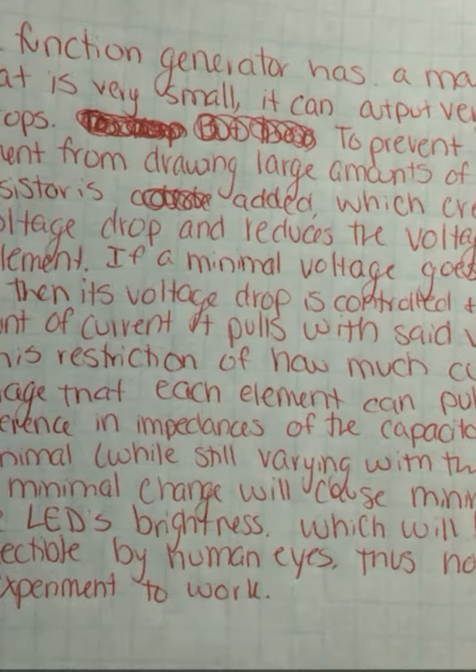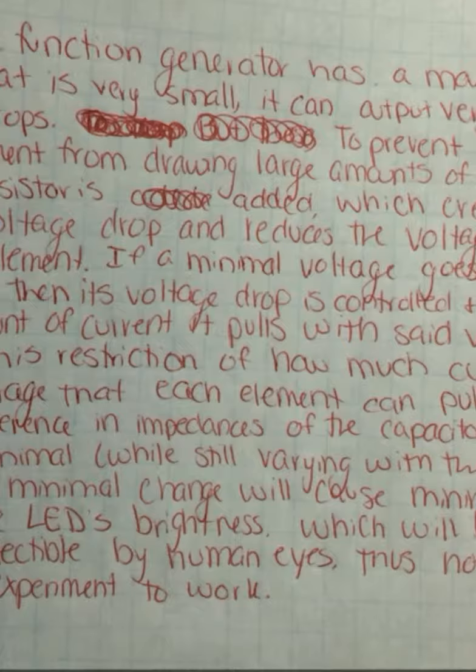For assignment 13, number 1, part B, since the function generator has a max current output that is very small, it can output very large voltage drops. To prevent a circuit element from drawing large amounts of current, a 1 kilo ohm resistor is added, which creates a large voltage drop and reduces the voltage going to the element. If a minimal voltage goes to the element, then its voltage drop is controlled, and so is the amount of current it pulls with said voltage drop.